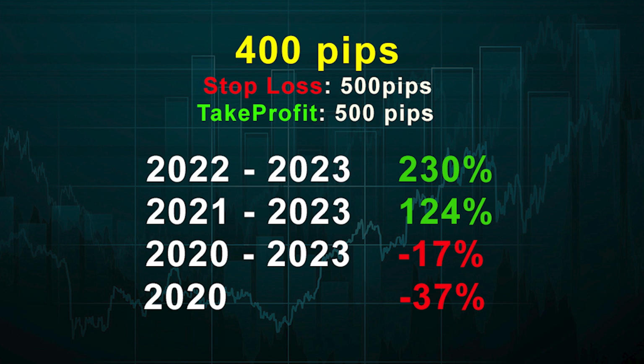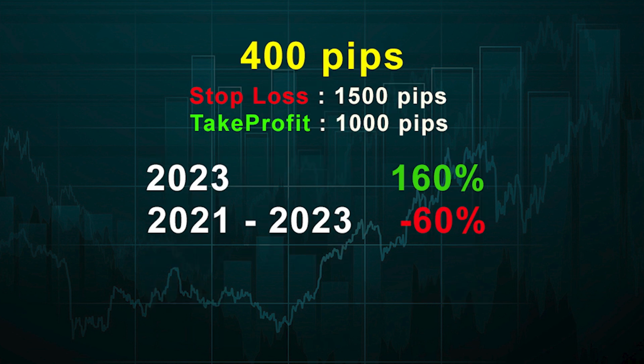230% profit from 2022, and from 2021 it had 124% profit, and from 2020 to 2023 it had minus 17% loss. So it didn't work for 2020, but from 2021 it had a good performance. So for recent years it had good results, and maybe for next years you can use this strategy, but it's not for sure.